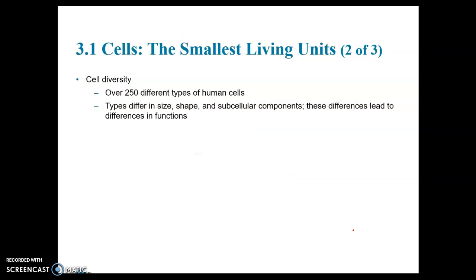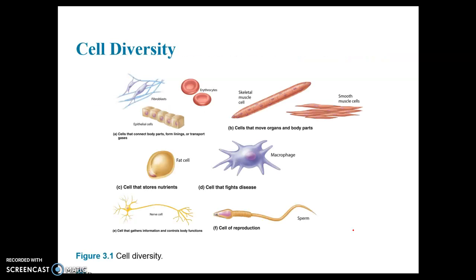Okay? There are over 250 different types of human cells, and the number of human cells is in the trillions. It's around 10 trillion, and that does not include the about 90 trillion microorganisms. Okay, we can see that human cells have a great amount of diversity.